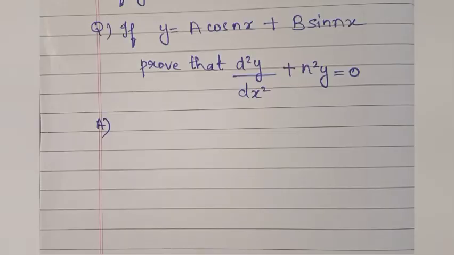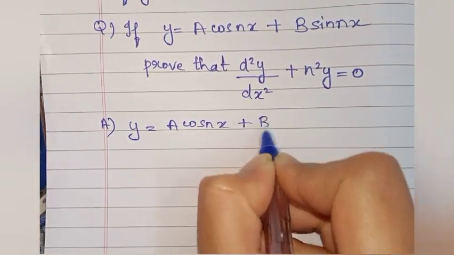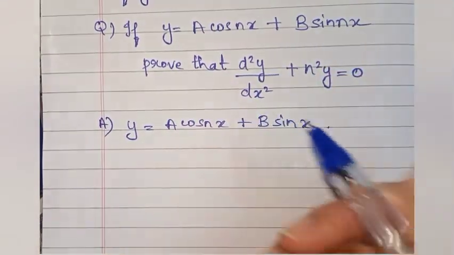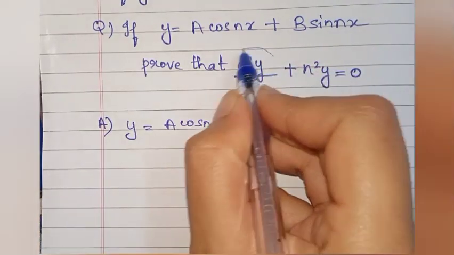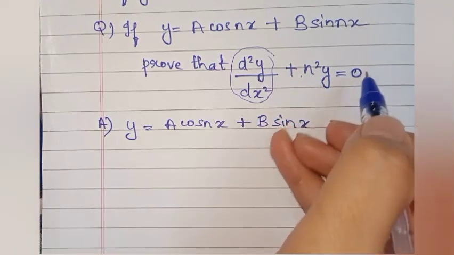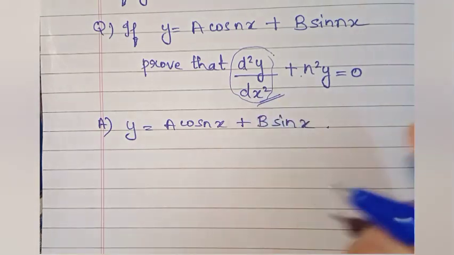Next question is, if y is equal to a cos nx plus b sin nx, prove that d square y by dx square plus n square y is equal to 0. So first of all, write down what is y. y is equal to a cos nx plus b sin nx, and we have to differentiate y first, and we have to differentiate it again. Here we have to find d square y by dx square first, so we will normally reach the answer.